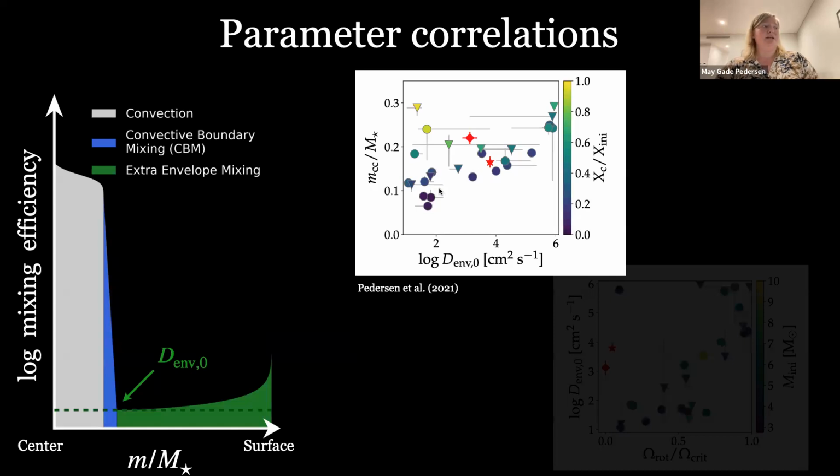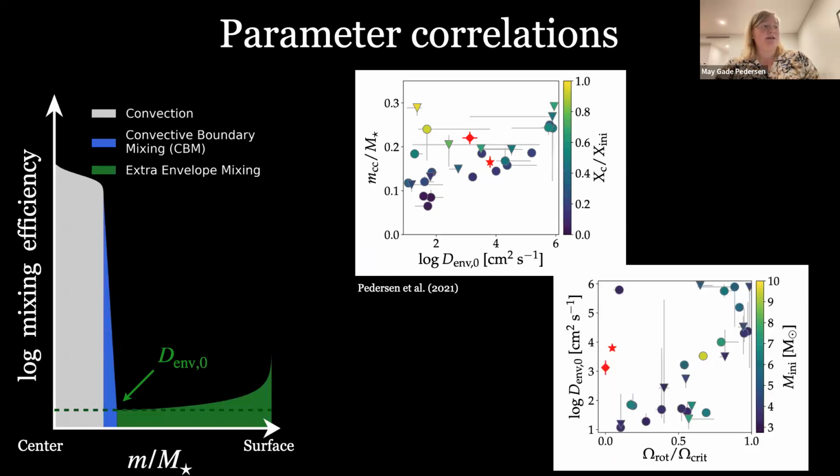And so what we're seeing here is, at least generally, when we move above a certain envelope mixing value, the convective cores of the stars tend to be larger for increasing envelope mixing values. Another thing we found is a correlation between the level of envelope mixing and the critical rotation rate of the star, where we generally find an increase in envelope mixing with the rotation rate. That's what you expect to see from rotational mixing as well.